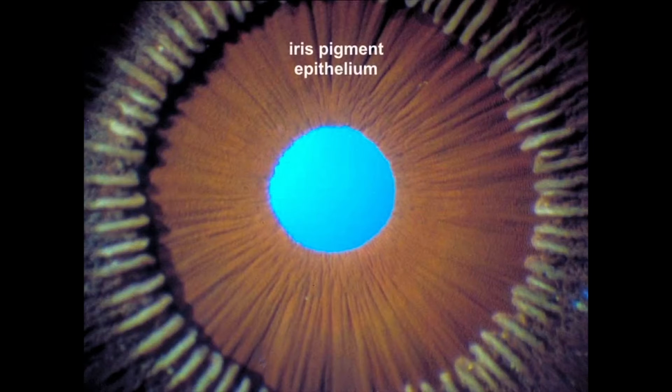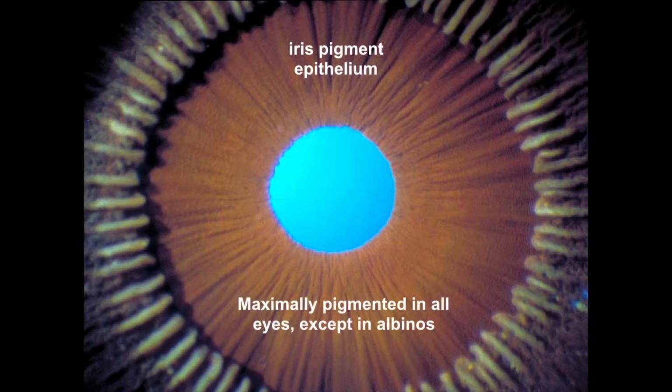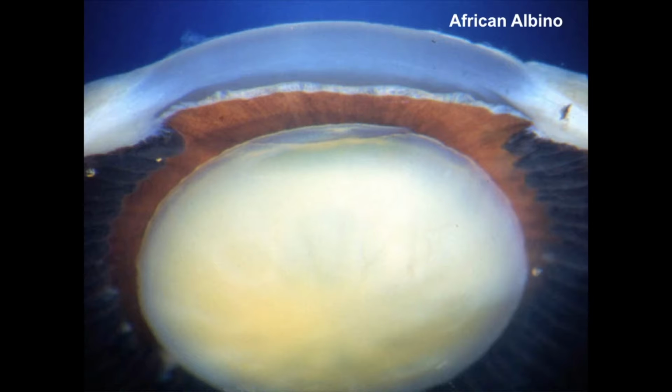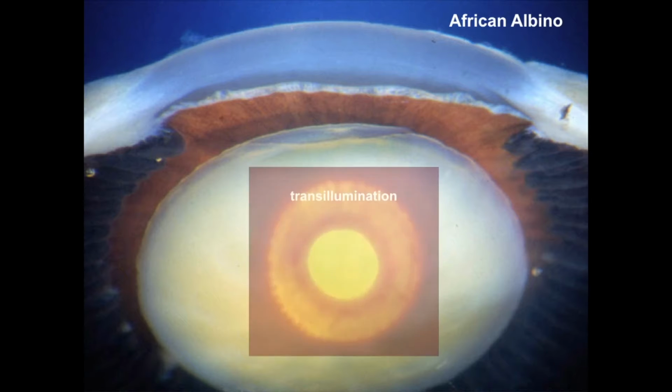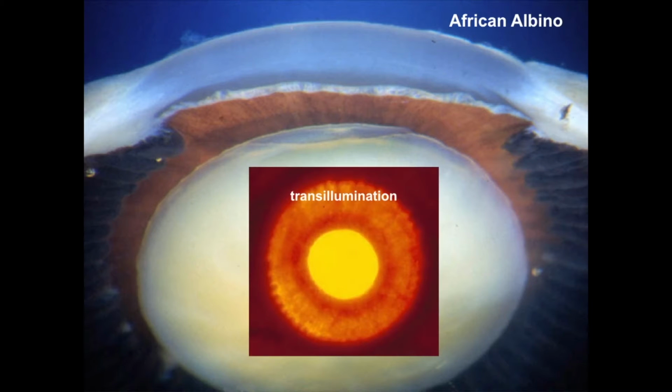The iris pigment epithelium lines the back surface of the iris. The iris pigment epithelium is maximally pigmented in all normal eyes, but lacks varying degrees of pigment in albinos. This macrophoto shows the lightly pigmented iris pigment epithelium in the eye of a tyrosinase positive albino from Africa. This patient had striking iris transillumination.